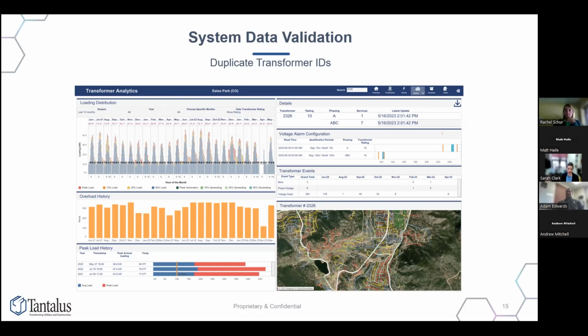Within the analytics, in this example here, it's the same transformer number. One is a single phase overhead transformer in one area of the system, and the other is a three-phase pad mount transformer in an entirely different spot. Now the analytics is going to aggregate all of that because it's tying everything back to that transformer ID.